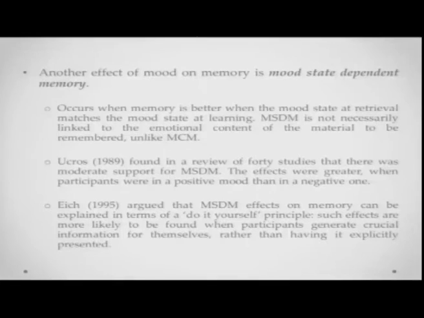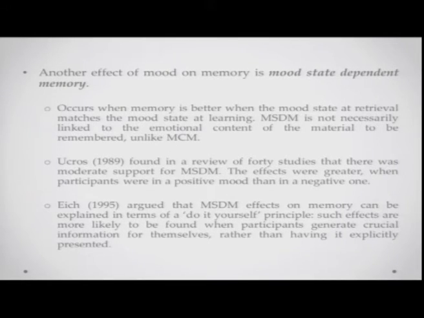So, Ukros in 1989 reviewed around 40 studies, and they said that there was moderate support for mood state dependent memory. These effects were greater, obviously, for participants in a positive mood than in a negative one, for reasons we have already talked about.